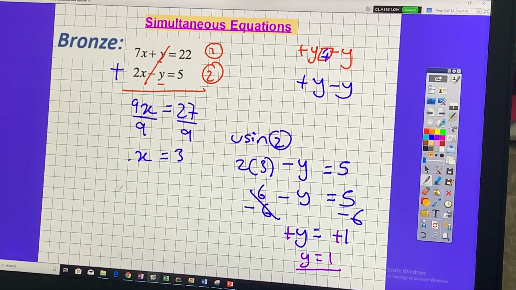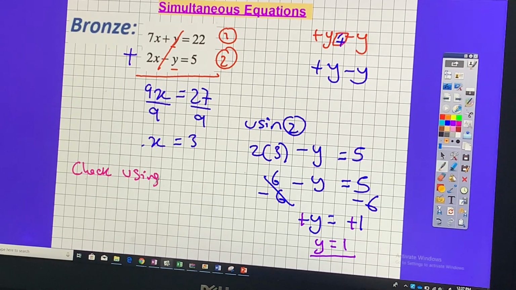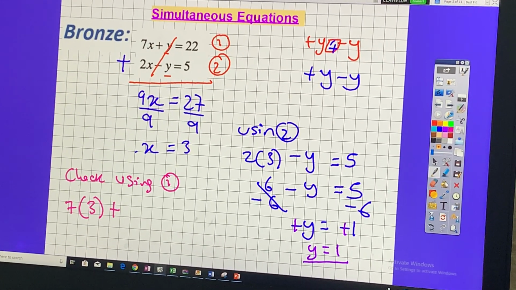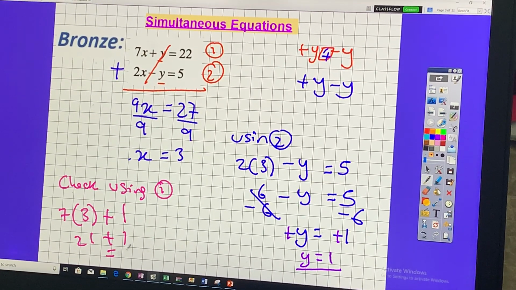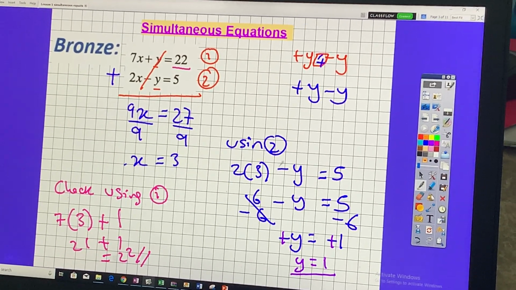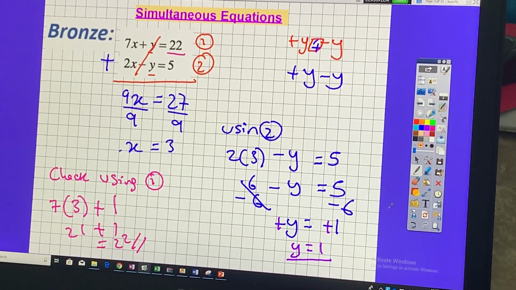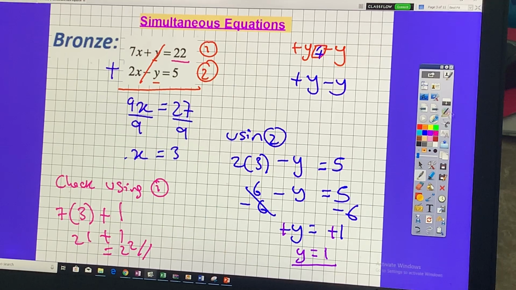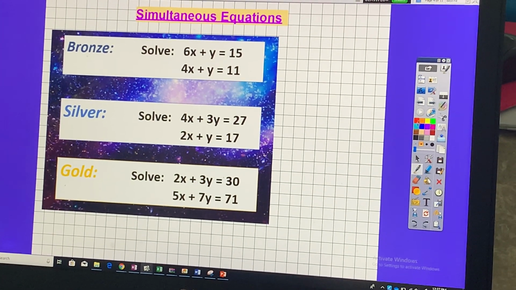You're not done until you check your work. So check using equation 1. 7x is 3, y is 1. 7 times 3 is 21. 21 plus 1 is 22. Is that what I have? Yes, that is what I have. So actually, I've got this 3/4 mark question correct. And this is great in the exam because you know you've done something absolutely correct. And that is our bronze question done.